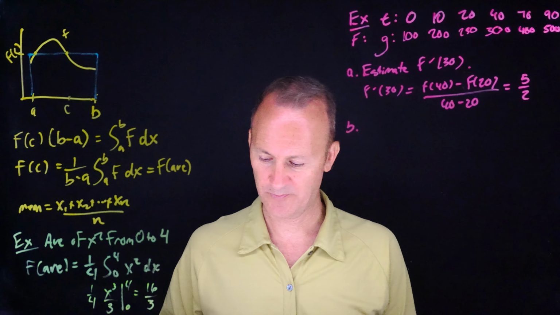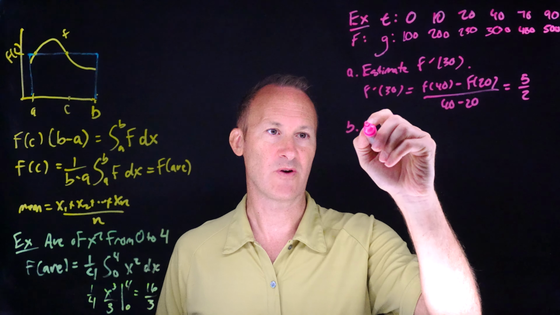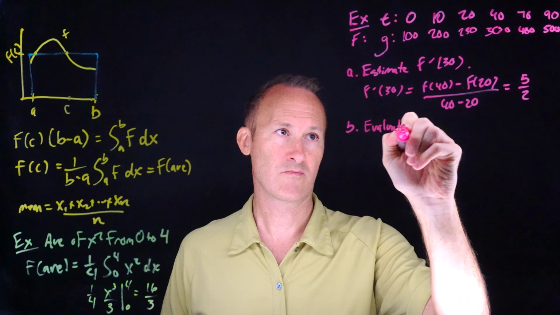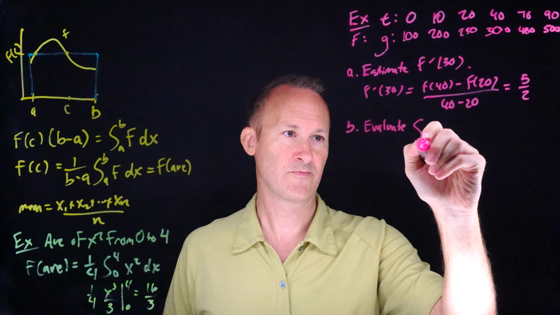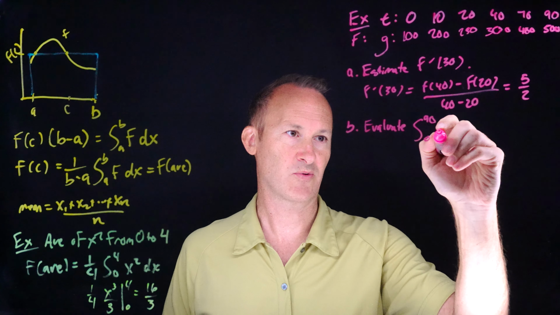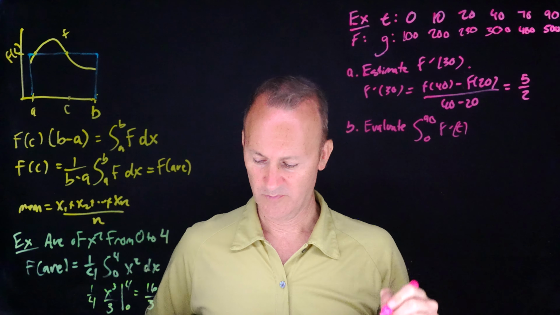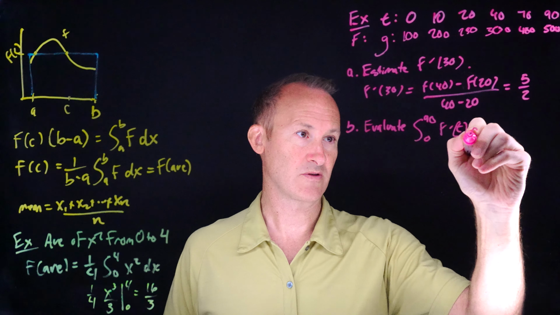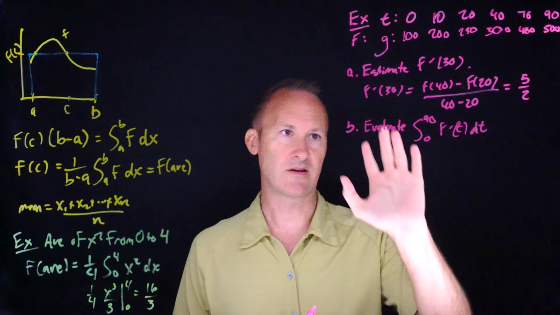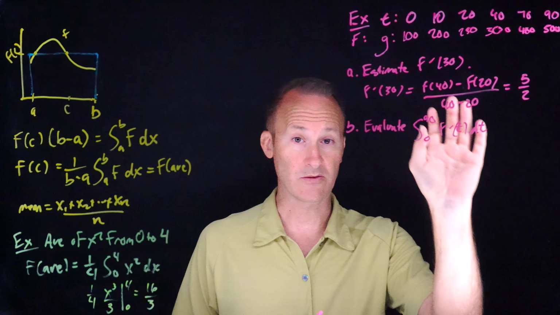Question B. We want to know next, evaluate the integral from 0 to 90 of f prime of t dt, since we're in t's. So this is a different question, note the difference, and it's asking us to integrate a derivative.